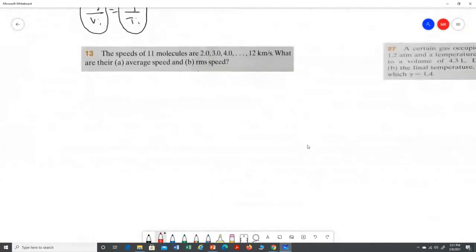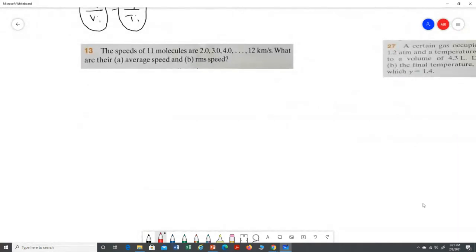Okay. Now, the next question. What is your 13th question? Read the question very carefully. The speeds of 11 molecules are given. Here you have 2, 3, 4, 5, 6, 7, 8, 9, 10, 11, up to 12. How many molecules are here? 11 molecules.